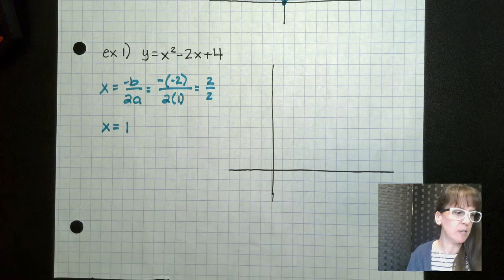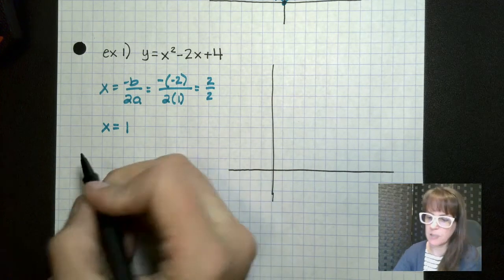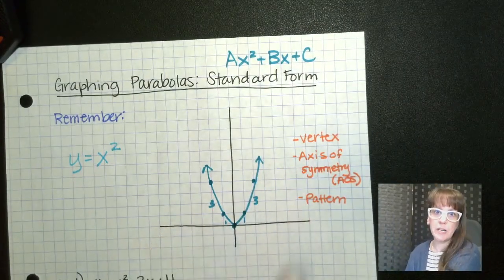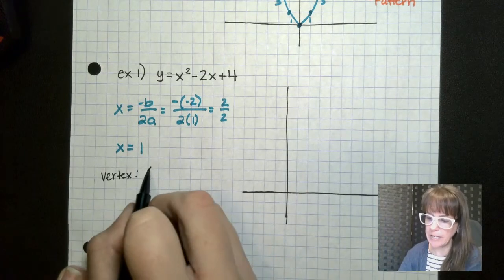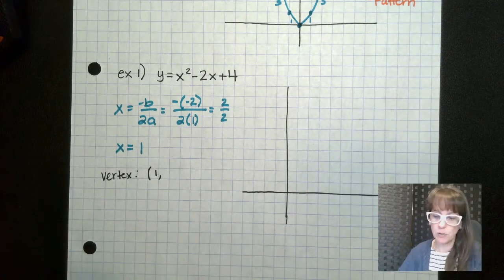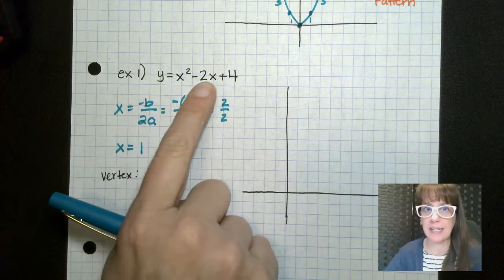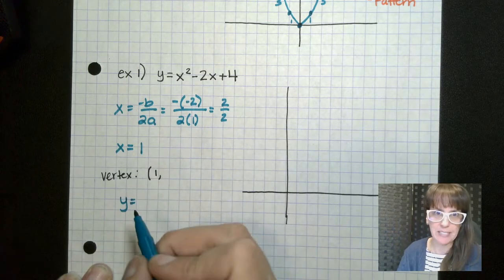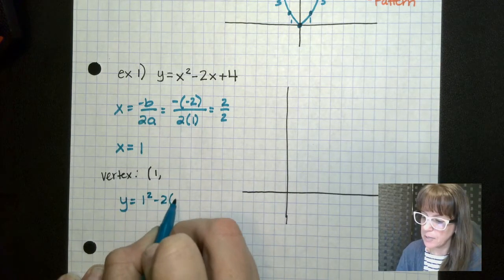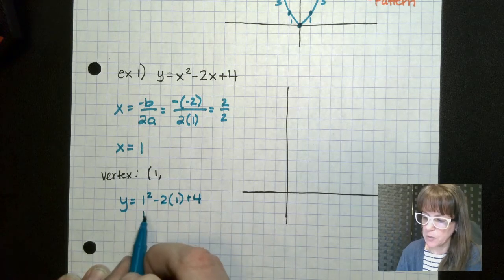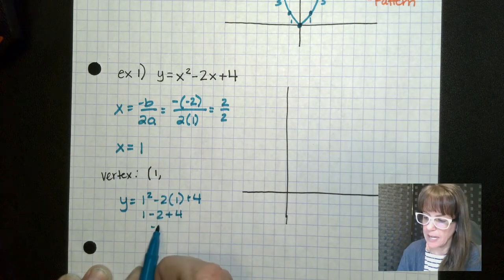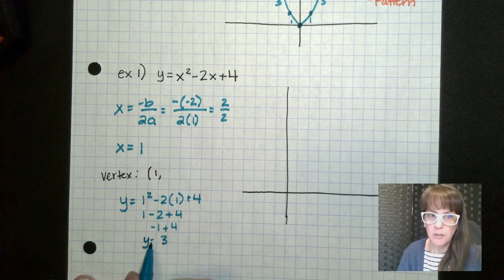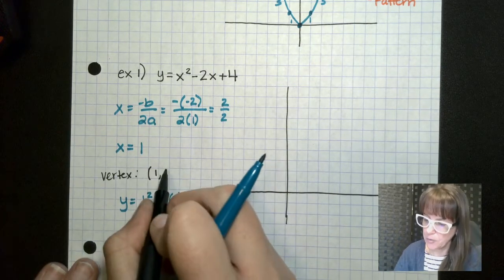Now, when we are trying to graph these, there's some really important information, and I wrote that right here as part of your notes: your vertex, your axis of symmetry, and your pattern. So our vertex we now know is 1 comma something. I don't know what the y is of my vertex until I plug it back into the equation. So y equals 1 squared minus 2 times 1 plus 4. That gives us 1 minus 2 plus 4, which is negative 1 plus 4, giving us 3. So y equals 3.